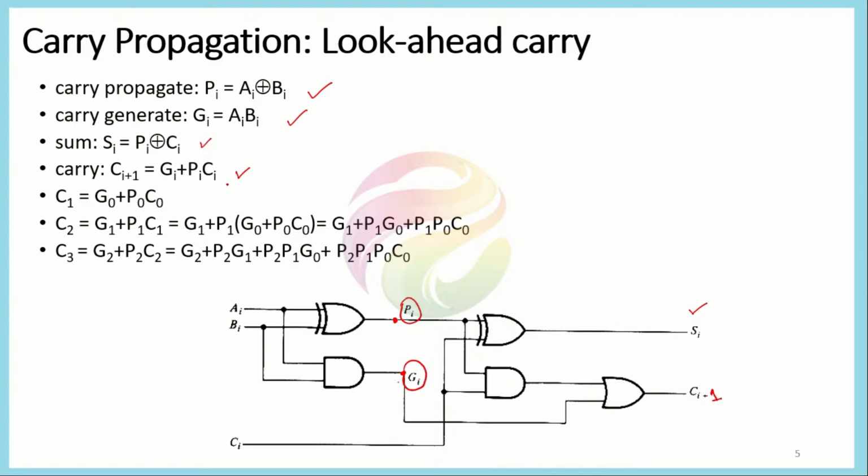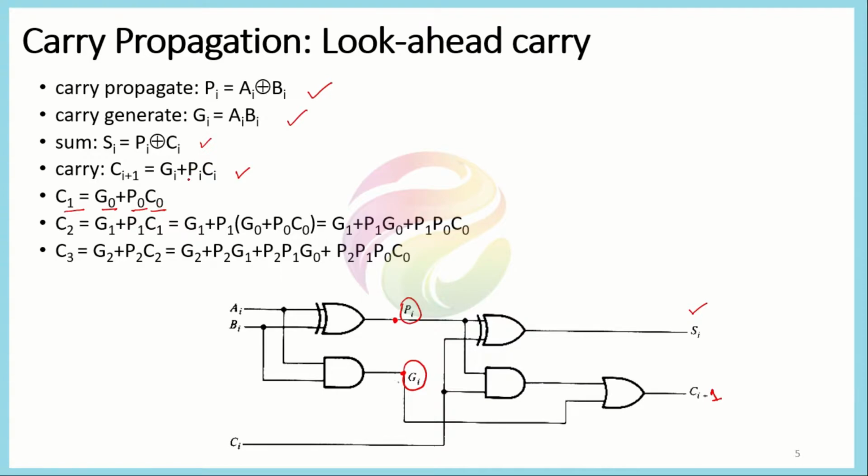Now we have to define a mechanism by which we can reduce the propagation delay of this carry generation term. If you just put i equal to 0 in this equation, what we get is C1 equal to G0 plus P0 C0. C0 is basically the starting carry, or the main carry in of the whole adder. So it is represented by the C0 bit.